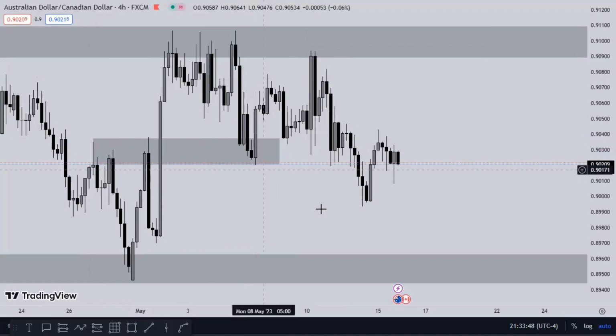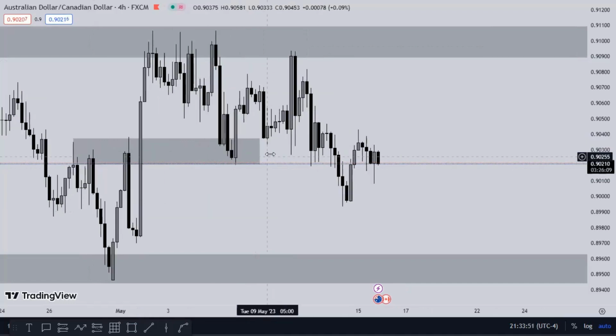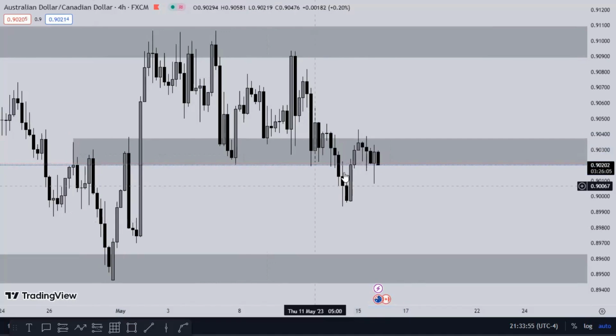If I enter here, I look, and this is how this zone here came about. I stretched it out. Then this is what happened. Price broke below it, entered it, then started rejecting. Then I took my trade here. So I'm in a sell trade here. I'm looking to close this position once it reaches these lows here.